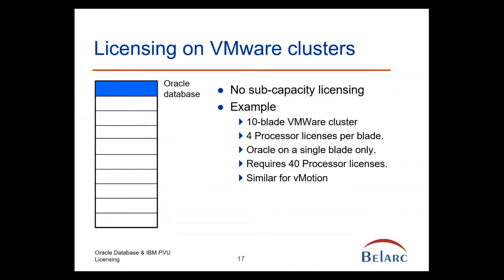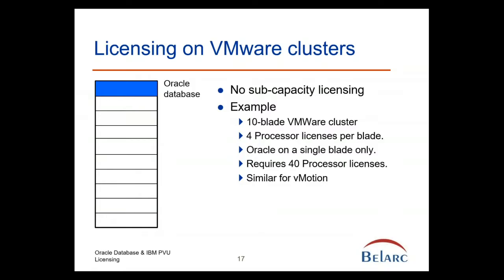I mentioned VMware earlier on because Oracle is so insistent that what you license is a physical machine. This is just a simple schematic of a possible VMware cluster. So we're showing a cluster which has got 10 blades in it. These are the physical blades, which are practically speaking separate computers. And if you assume that each of these blades has 4 processors, that gives us a total of 40 processors across this cluster. Suppose you install Oracle on one of those blades.